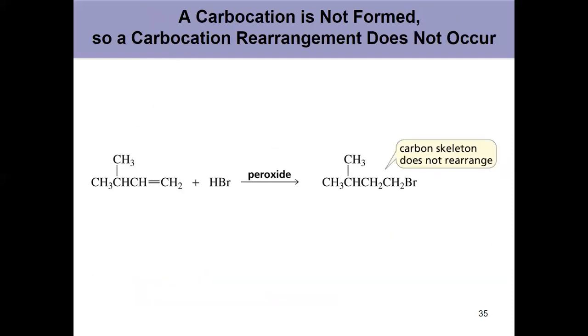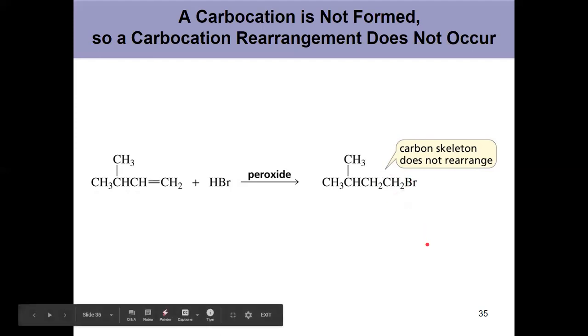The mechanism is certainly a little more complex, but if we were doing HBr with no peroxide, you would have to worry about carbocation rearrangement. And as we mentioned in an earlier video, radicals don't rearrange, so you don't have to worry about that. If they did, we would never be able to synthesize a primary alkyl halide.